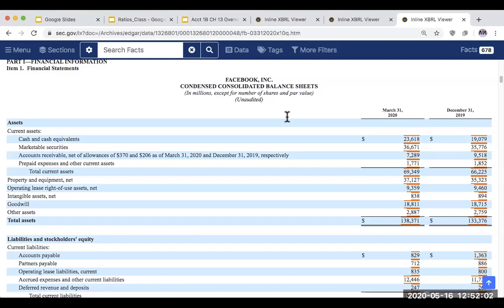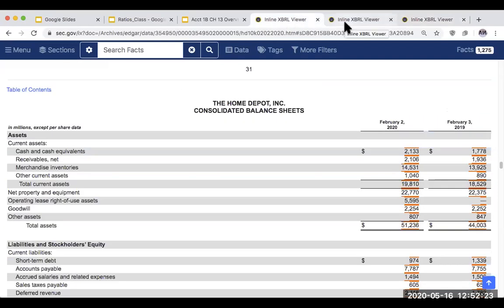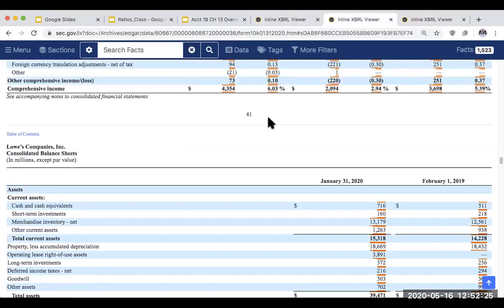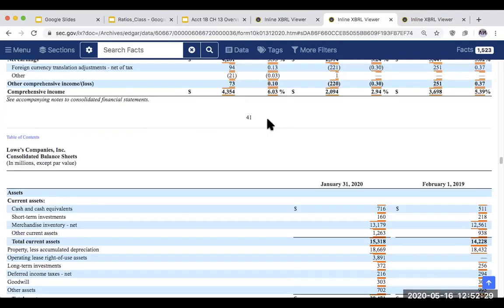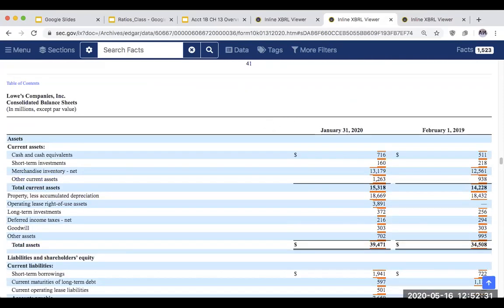Because Facebook is not a retailer, that is not the kind of business they're operating in. So again, when we're doing financial statement analysis, we will be doing common size financial statements, but when you're comparing companies, in order for the ratios to really work, we need to be comparing companies in similar industries. So as I look over here at Home Depot and over here at Lowe's, these are generally going to be comparable because they're in the same industry.